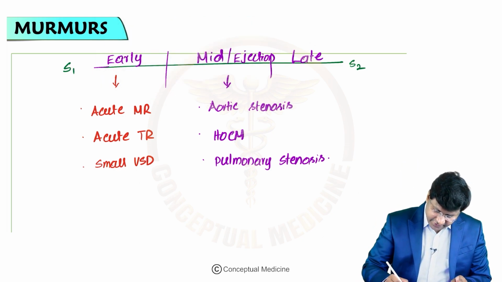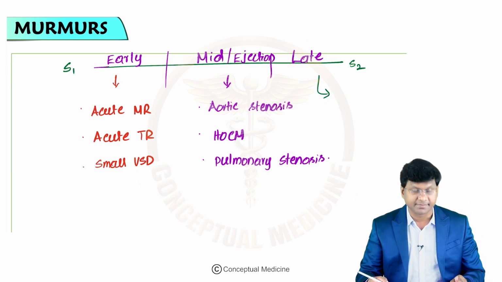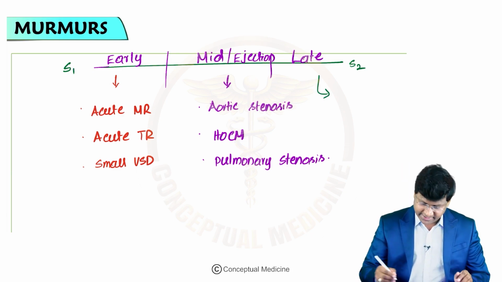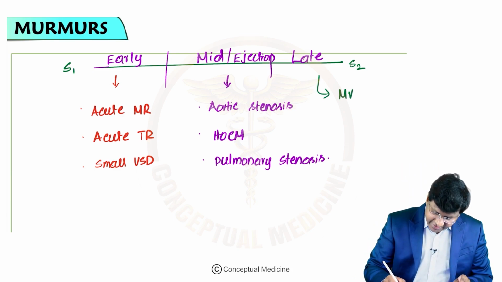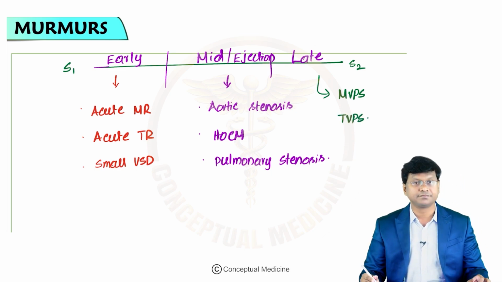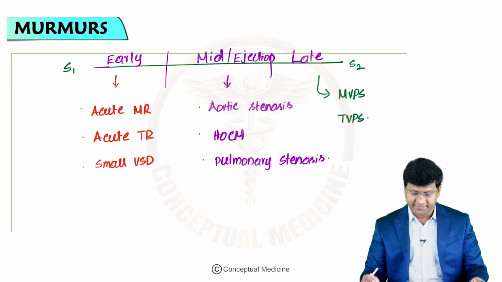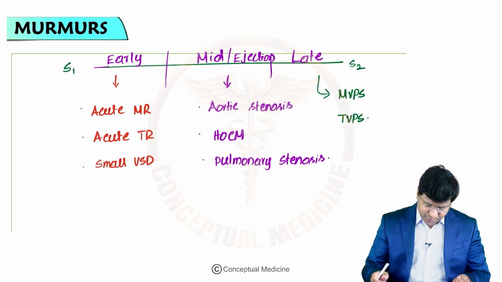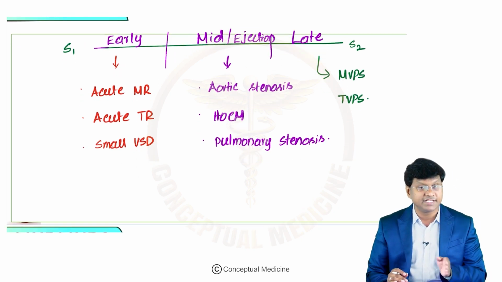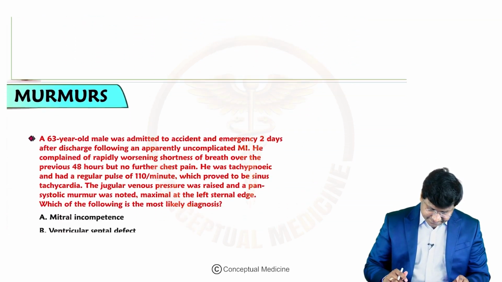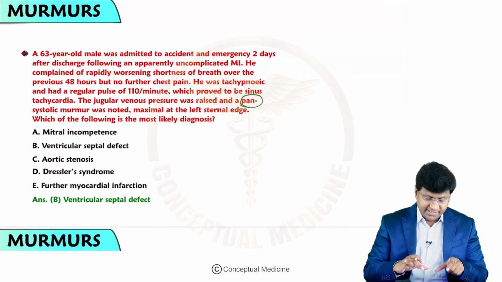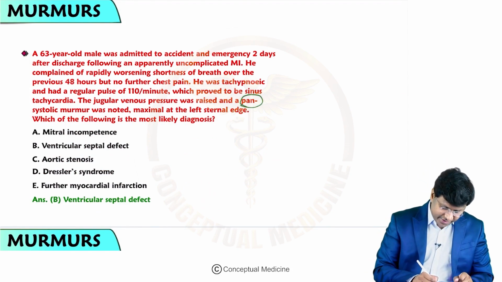Then, the late systolic murmur is heard in case of mitral valve prolapse syndrome and tricuspid valve prolapse syndrome. Right, in case of MVPS and TVPS, you have the presence of the late systolic murmur. And you need to know, where do you have this pansystolic murmur? See, our question is about the pansystolic murmur, and the answer in this clinical scenario is ventricular septal defect.